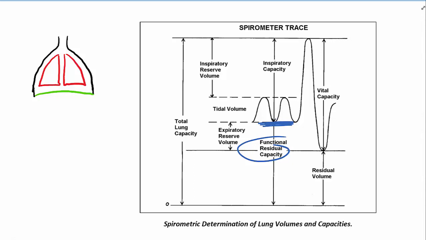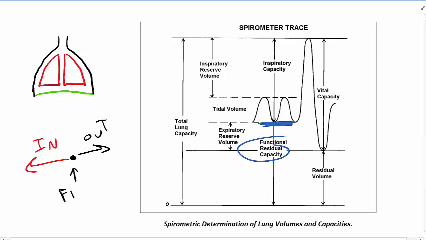For example, if we have the inward recoil of the lung, this is in, and the outward recoil of the chest wall, that's out, where those balance, that balancing point is FRC, functional residual capacity. If you were to upset that balance, such as in a disease state like emphysema, what you're doing is you're decreasing this inward recoil. You're actually decreasing it.